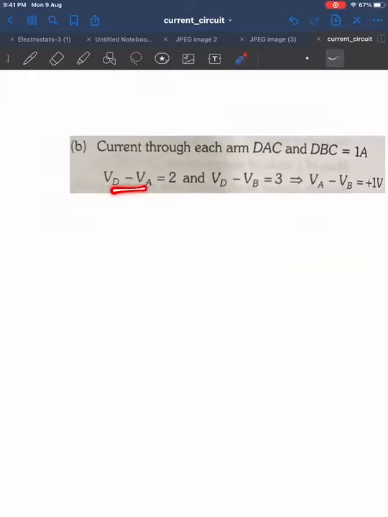Yes, sir. From these two equations, VA minus VB. So mathematically itself, -1 will go on the right hand side and become +1. You don't need the circuit for that. I got equation 1, I got equation 2. VD will cancel if I subtract. Then I get VA minus VB equal to 1. That way. Okay, sir.